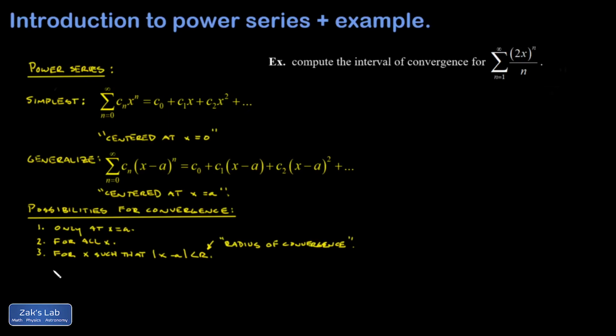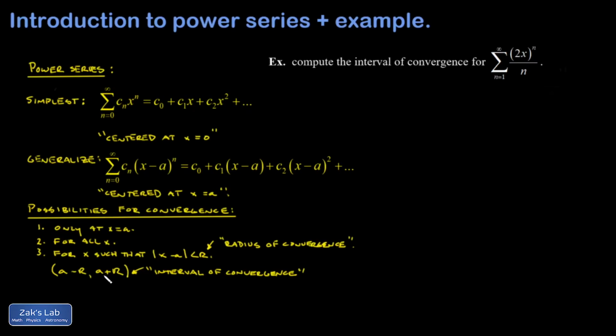So following up on part 3, we could also write this range of x values as an interval. So I'm talking about all the x's that are within a distance of r from a. So the interval for that would be a minus r to a plus r. And that gets a special name. We call that the interval of convergence.